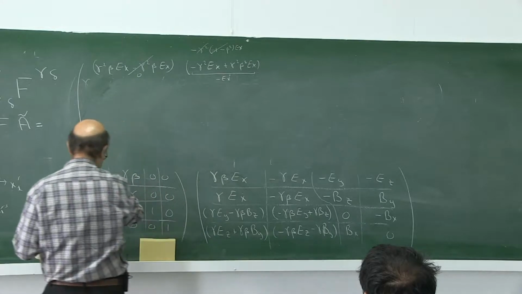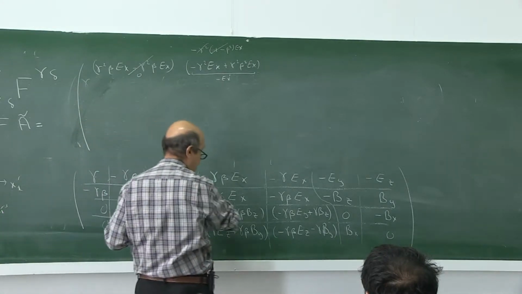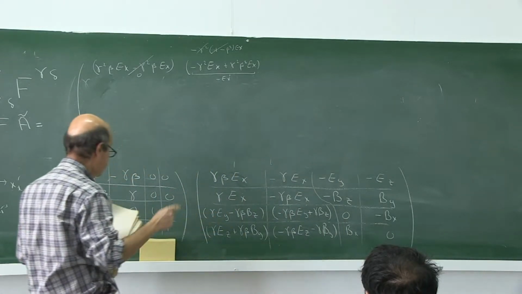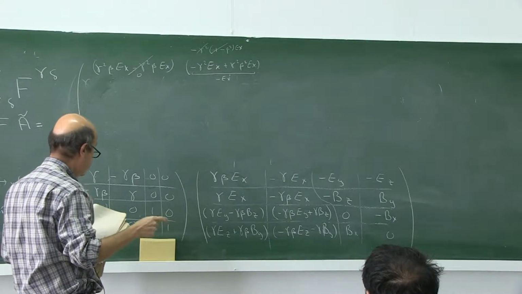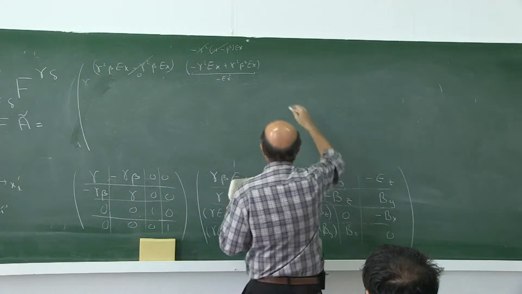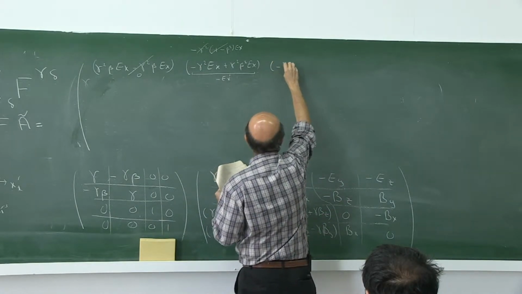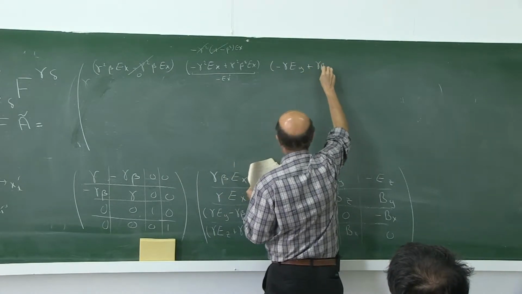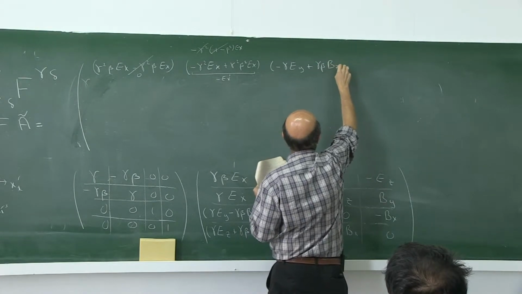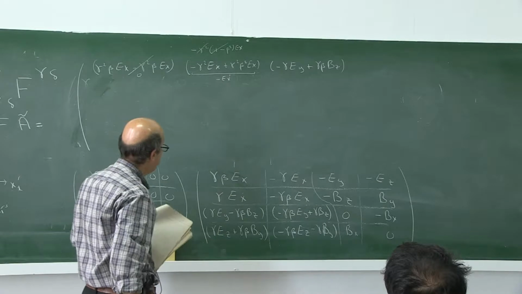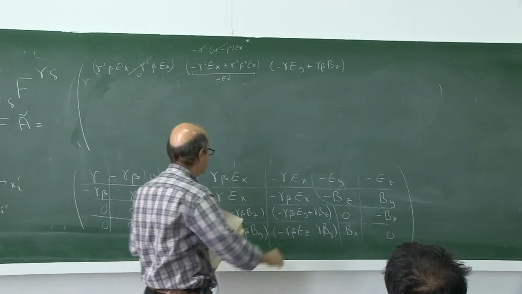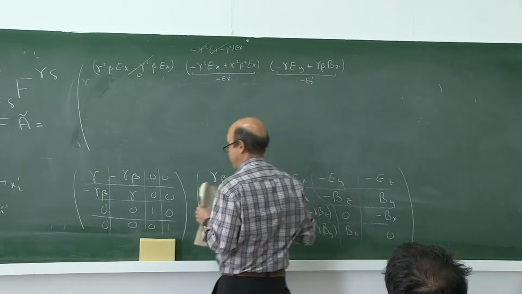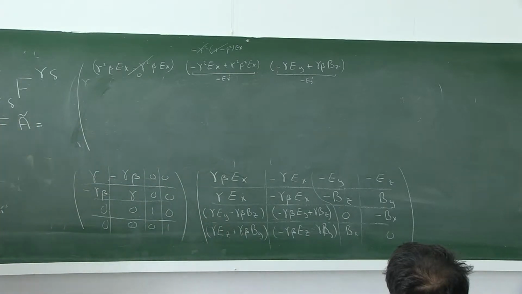Now let us look at the first row and third column. So that will be what? Minus gamma Ey minus minus plus gamma beta Bz. So that is equal to minus gamma Ey plus gamma beta Bz. And that term is corresponding to the what? Minus Ey prime.